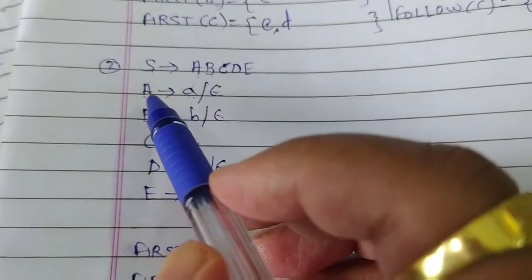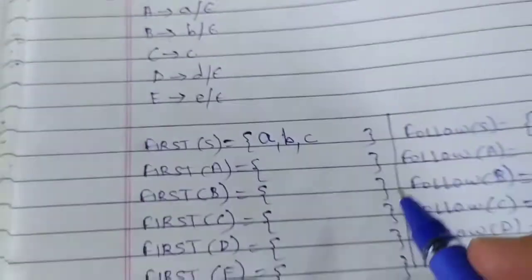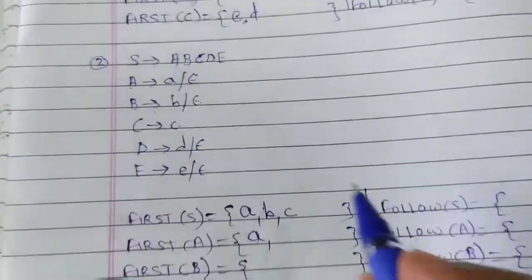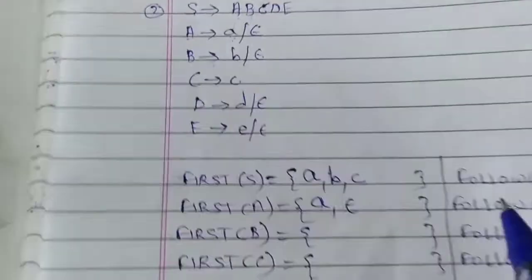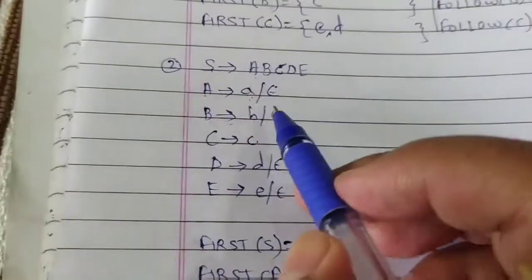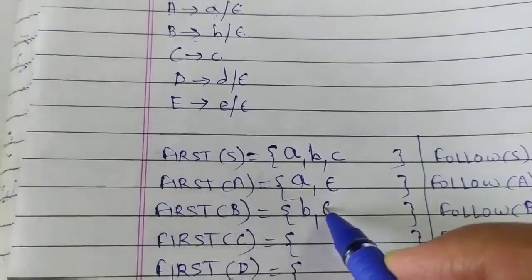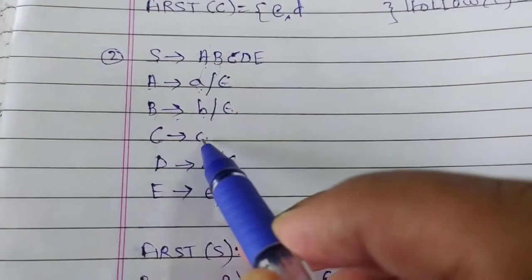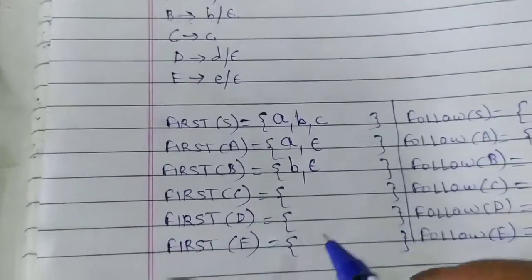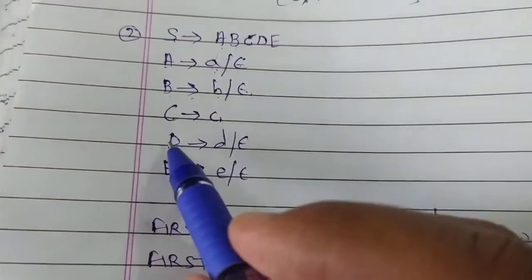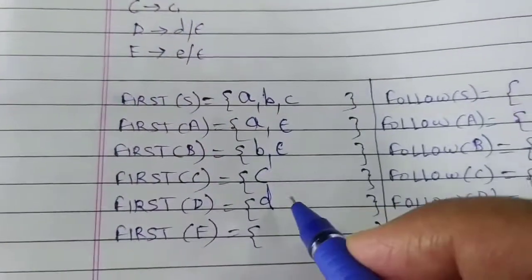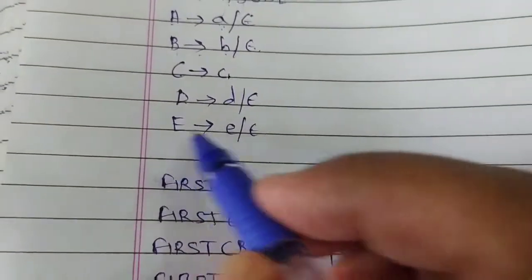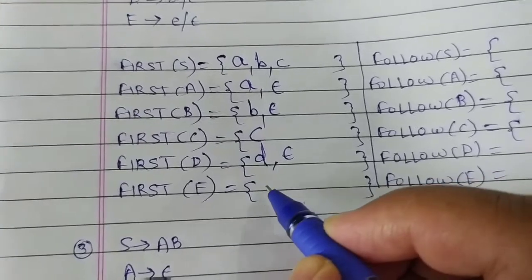Now first for A, it will start with small a, so here it will be small a. Again for A, we can put epsilon, so here will be the epsilon. Again for capital B, first will be small b, and again there is epsilon. For capital C, first for capital C will be small c. Again for capital D, first will be small d, epsilon. For capital E, small e and epsilon.